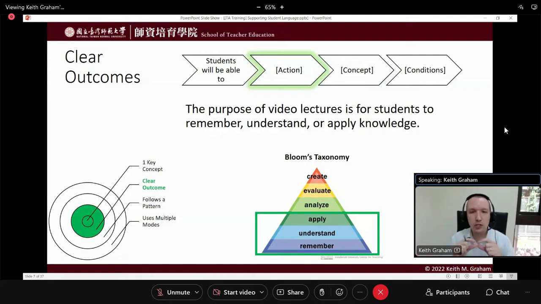So to explain that one more time, remember is basically they need to learn facts. Understand is they need to understand how something works. And apply is they're going to have to maybe solve something or take those steps to do something. So in the chat now, I want you to tell me what your topic is again. You might have to do a subtopic. And then is it remember, understand, or apply? And of course, if you have a question, feel free to put that in the chat as well. I'll give you about a minute to do that.